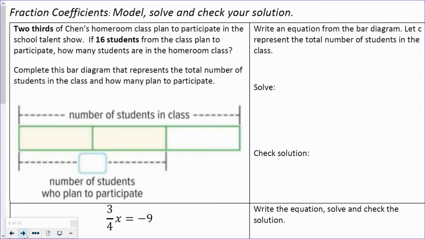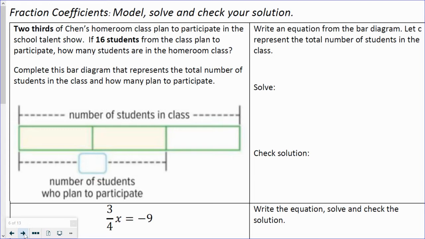Fraction coefficients. Okay, so we have some word problem to help us understand this a little bit more. So 2/3 of Chen's homeroom class plan to participate in the school talent show. If 16 students from the class plan to participate, how many students are in the homeroom class?